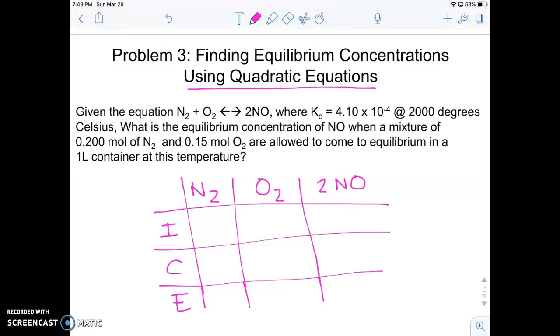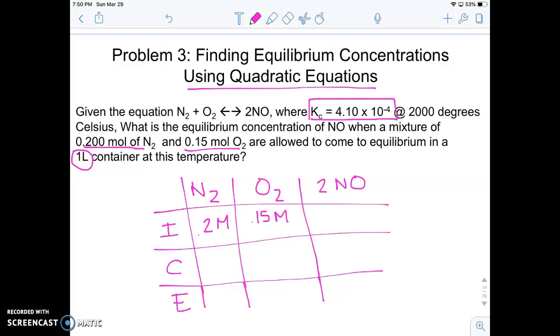Okay, so they're giving us the value of the equilibrium constant. So basically, we're going to have to figure out what the concentrations of everything are once we get there. They're telling us we're in a 1 liter container, right? So even though they're only giving us moles of N2 and O2, I know moles divided by liters is molarity. So if I divide both of those numbers by 1, I get 0.2 as my molarity of N2 and 0.15 as my molarity of O2. So that's nice and easy.